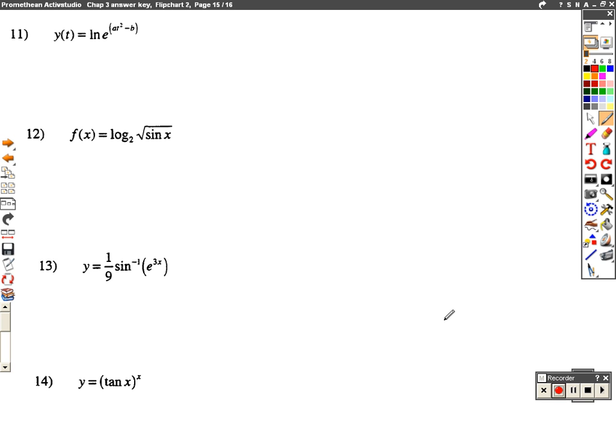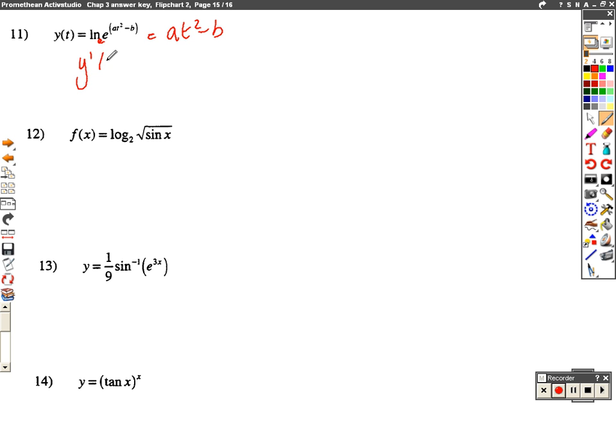Alright, moving on to number 11. We've got the natural log of e to the at squared minus b, bearing in mind, a and t are just constants. Now, since the base of natural log is e, and you're taking the natural log of e, the log in base e of e cancel out, and honestly, you're just left with at squared minus b.